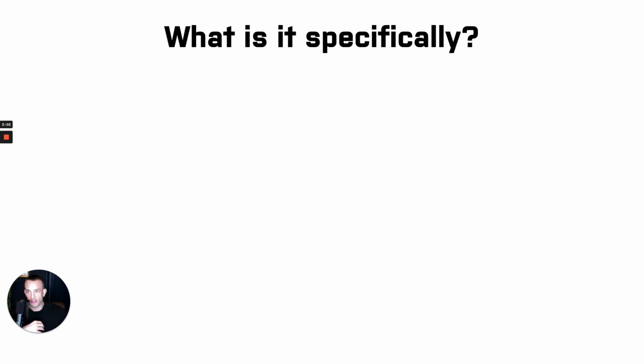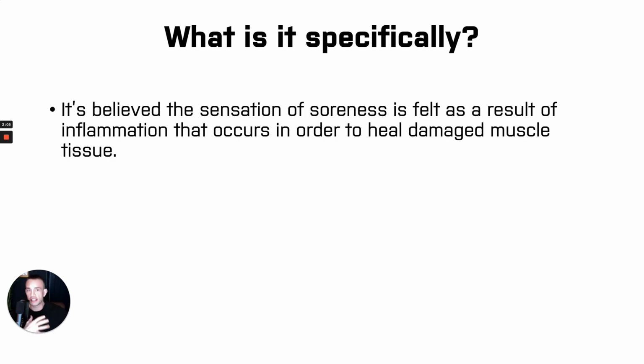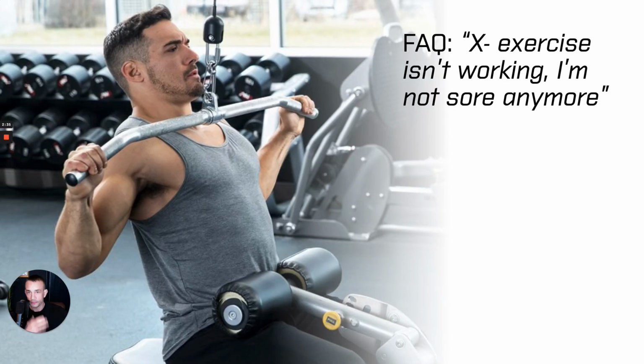So what is it specifically? The soreness is a result of inflammation that occurs in order to heal the damaged muscle tissue. So it's like those micro tears that happen when you're doing the exercise, and as part of your body's natural recovery process, you're repairing that inflammation in the muscle. That's why often you can do a workout and then it's when you go to sleep and that recovery process happens. That's why sometimes the day after it's actually worse. That's why there's a lag on it. So it just means that your body's healing from the exercise that you've done.